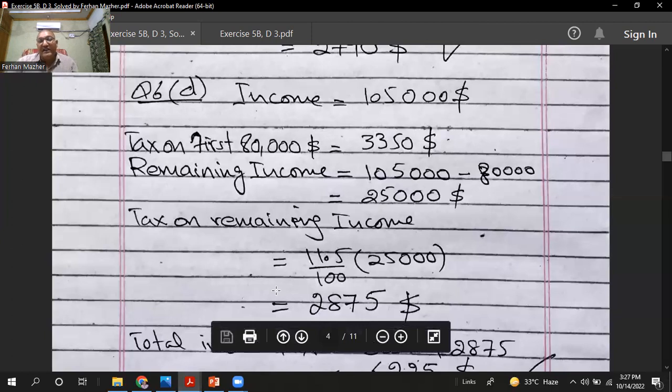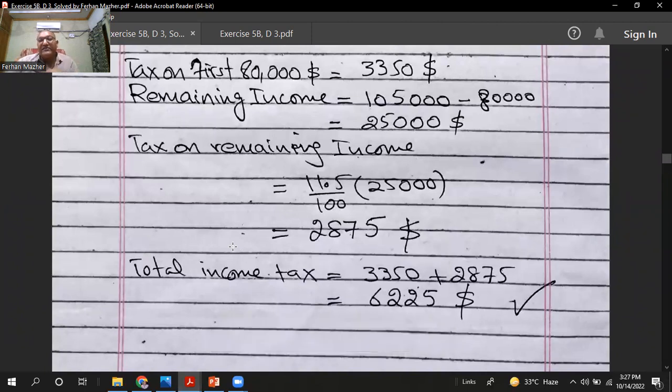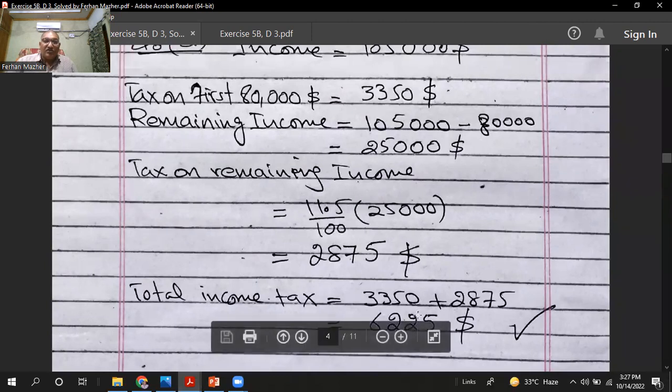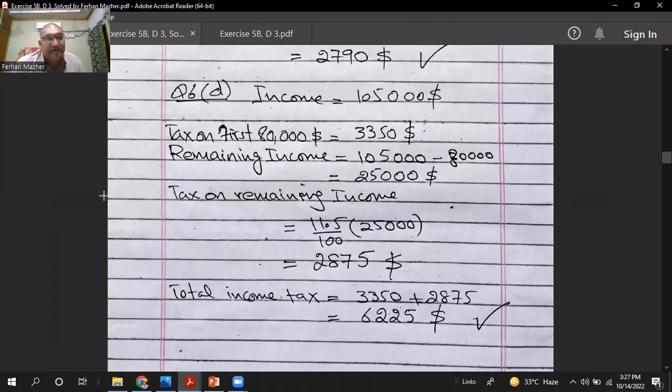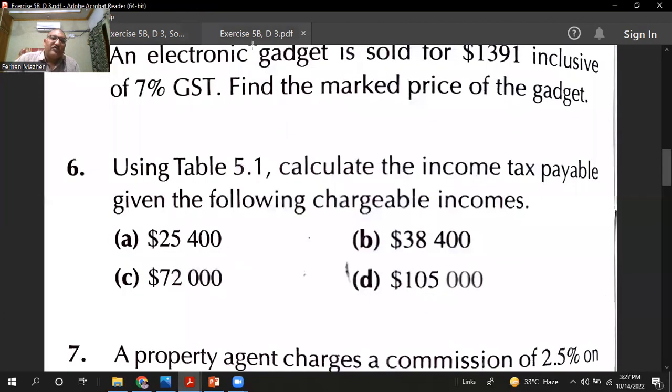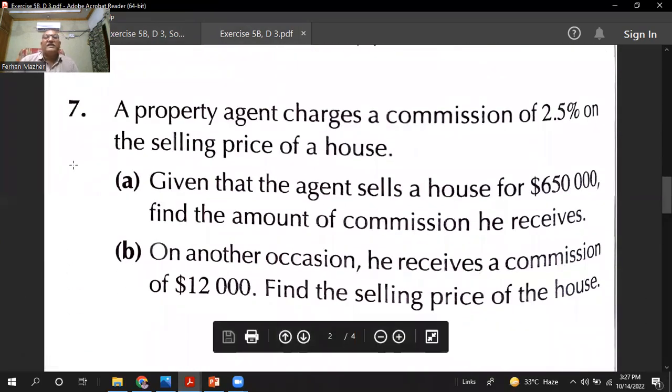So the total tax will be $3,350 plus $2,875. You just add them, and you will get the total tax, and that will be $6,225. So this is how you do this part, and this is the D part. And we have used the table 5.1, and then we are able to solve it. So that was question number 6. Okay, so now we are going to the next question. That is question number 7.